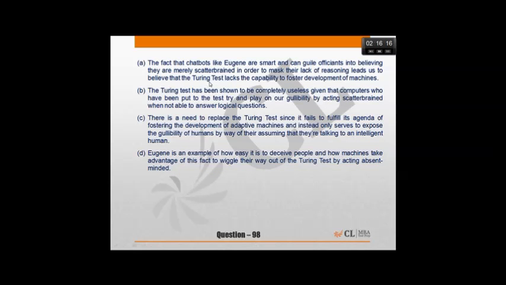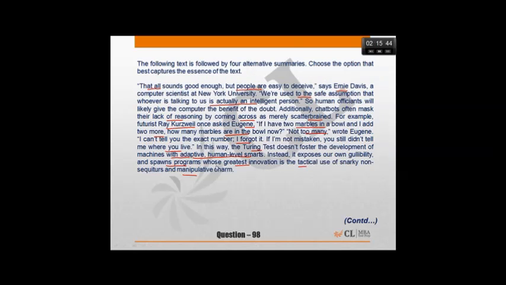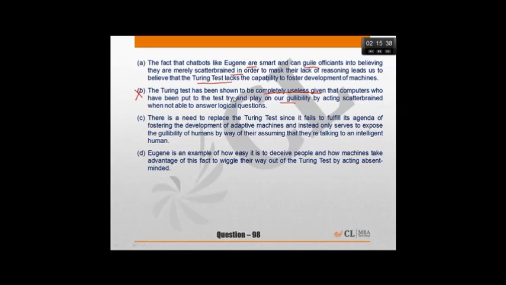I'm not very comfortable with the paragraph, but let me go through the choices. Choice A: The fact that chatbots like Eugene are smart and can guile officials into believing they are merely scatterbrained in order to mask their lack of reasoning leads us to believe that the Turing test lacks the capability to foster development of machines. Choice B: The Turing test has been shown to be completely useless, given that computers put to the test try to play on gullibility by acting scatterbrained when not able to answer logical questions. This is incorrect. It has not been shown. It is just saying it is not. I am not sure, and I am not comfortable with the rest of the part.